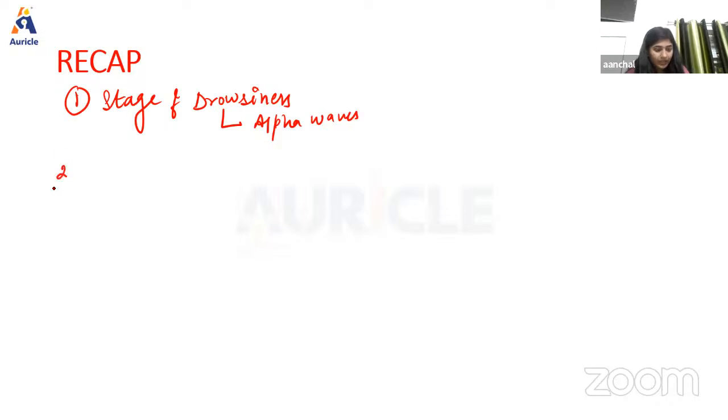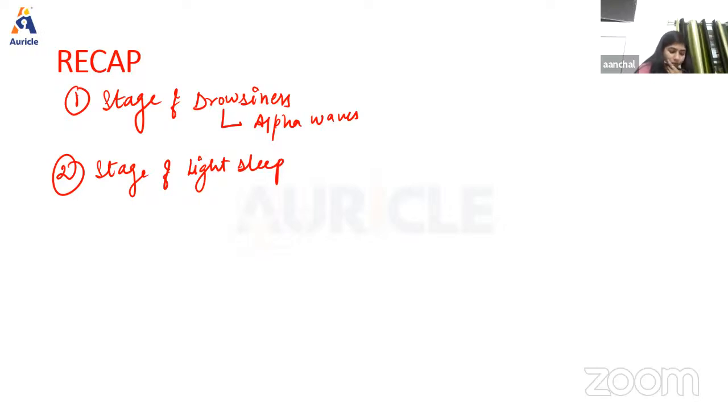Now next we have another stage, the stage of light sleep. What is the stage of light sleep? The person goes to light sleep from drowsiness. The heart rate slows down, the body temperature starts decreasing, and the body prepares to go into deep sleep. This period lasts up to 20 minutes, and in this stage there will be appearance of theta waves.